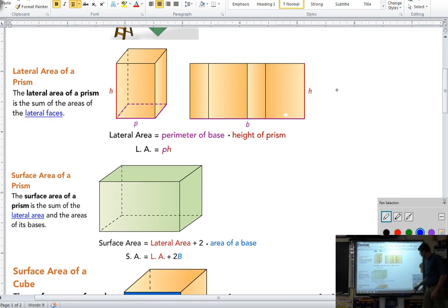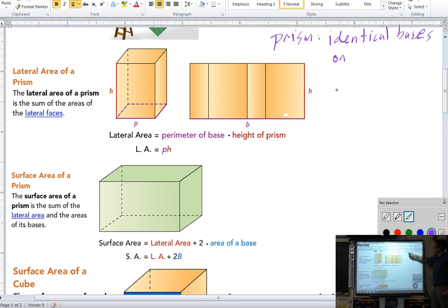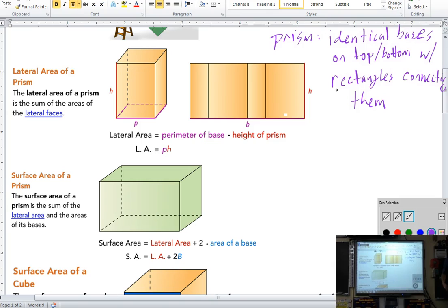So you might write off to the side somewhere, because we don't really know this yet: a prism has identical base shapes, or identical bases on top and bottom, with rectangles connected. Sorry, I ran out of space here. Identical bases on top and bottom with rectangles connecting them.